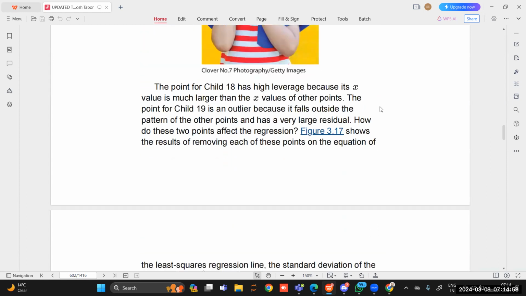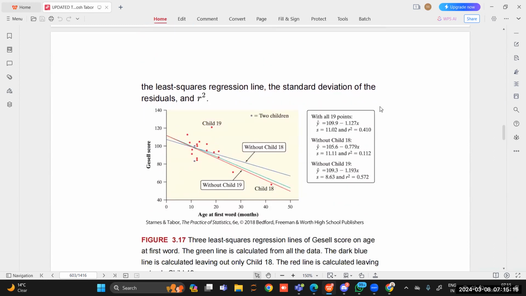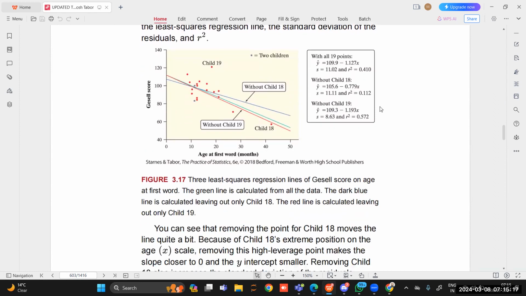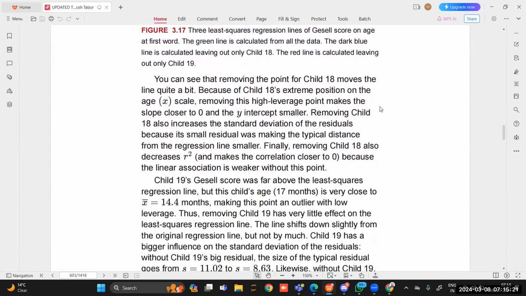Okay, so child 18 has high leverage because its x value is much larger than the x values of the other points. The point for child 19 is an outlier because it falls outside the pattern of other points and has a very large residual. Okay, that's good. So you can see the difference in the regression lines when we put these points in and when we remove these points and then plot it. You can see the line with child 18 removed.